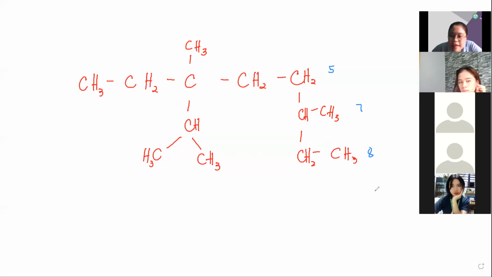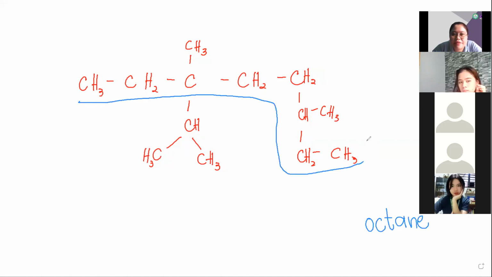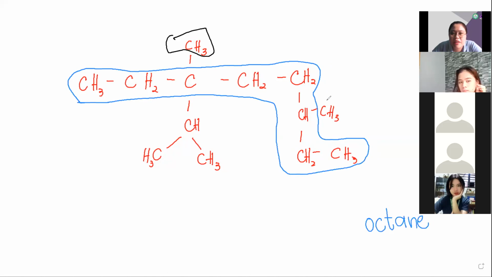Okay, so most likely our parent chain is 8 carbon. So we have here an octane. And when I talk about the parent chain, I consider this one as my parent chain. What is not included in my counting is this one here, and then another one here, and then the whole thing here. I did not include this in my counting.